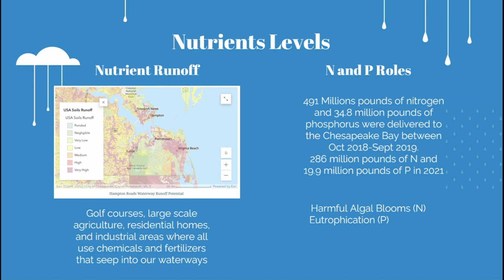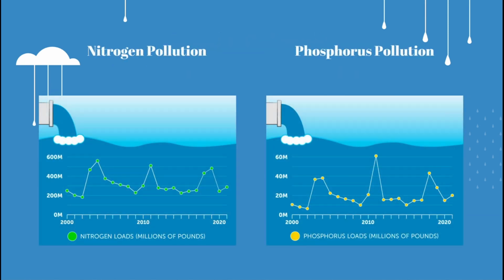This can cause harmful algae blooms, as nitrates and ammonium can stimulate the growth of harmful algae species. 34.8 million pounds of phosphorus was delivered to the Chesapeake Bay between October 2018 and September 2019. This can cause eutrophication, which is an excess of phosphorus or phosphates. It is a process in which excess nutrients stimulate the overgrowth of algae and other aquatic plants. Algae blooms can disrupt the balance of the ecosystem. Here are the levels of nitrogen and phosphorus between 2000 and 2020.